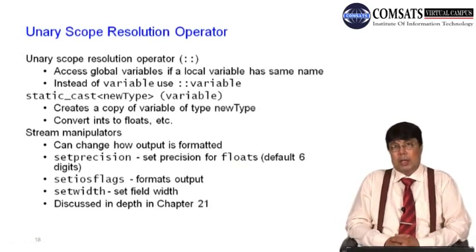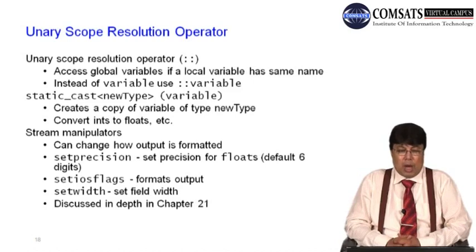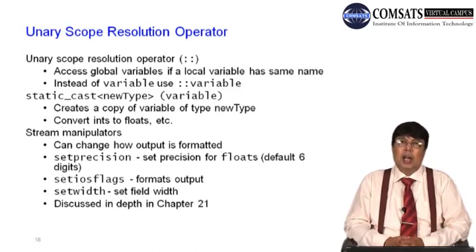Unary scope resolution operator. This was the operator that I promised I would explain to you. This is called the unary scope resolution operator, the double colon. Double colon is a unary scope resolution operator that is very commonly used in the C++ environment, and we can use it in different places, but you should know the name of that particular operator, and you should remember it. So if you want to access a global variable, if a local variable has the same name, we have seen that we can define global variables.